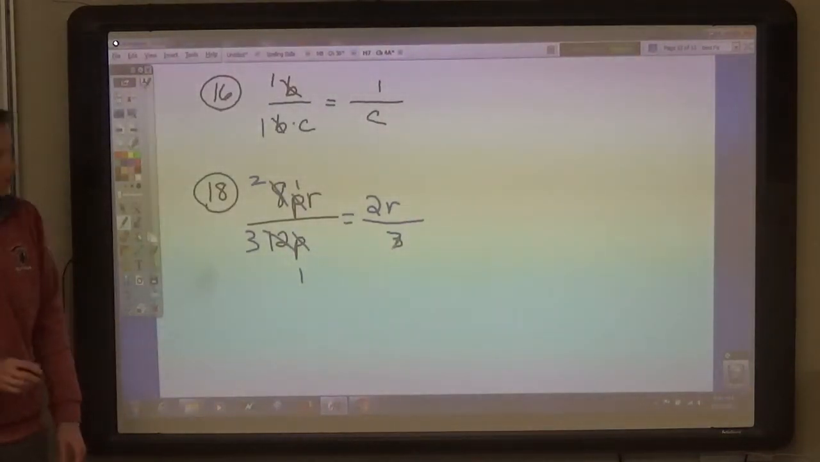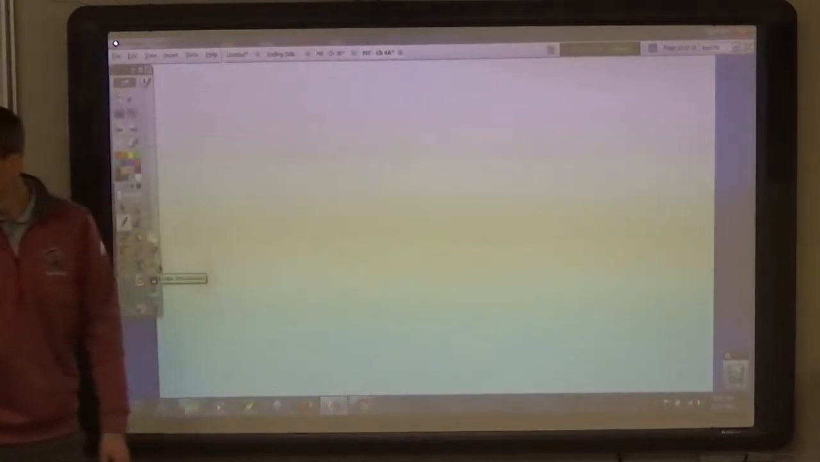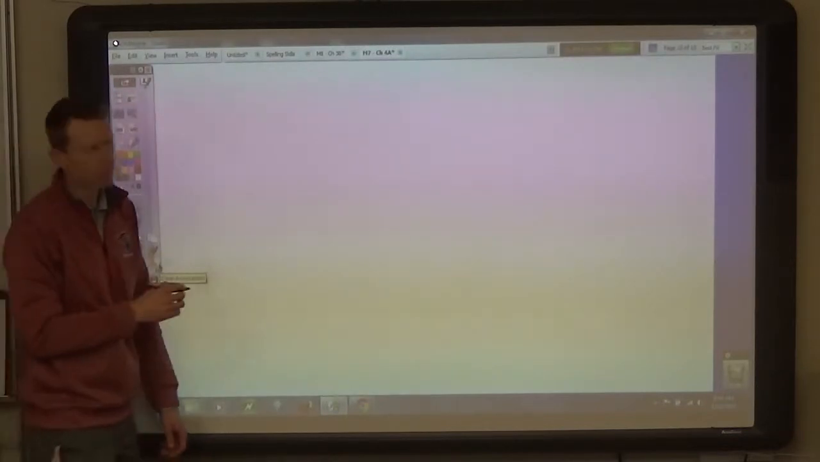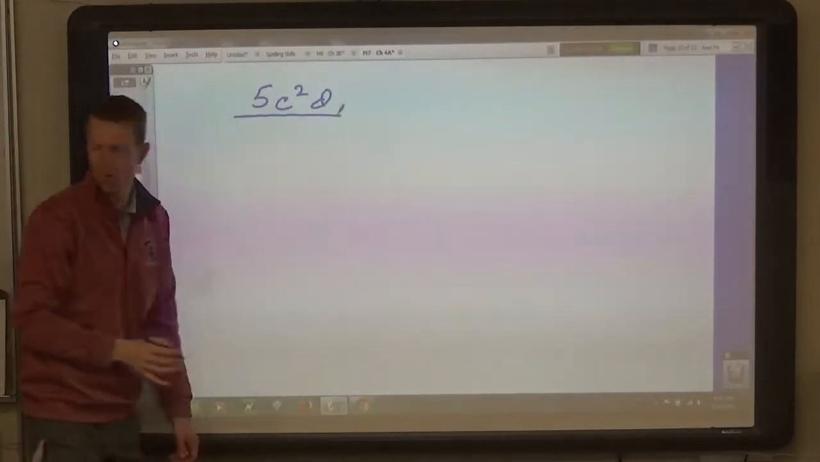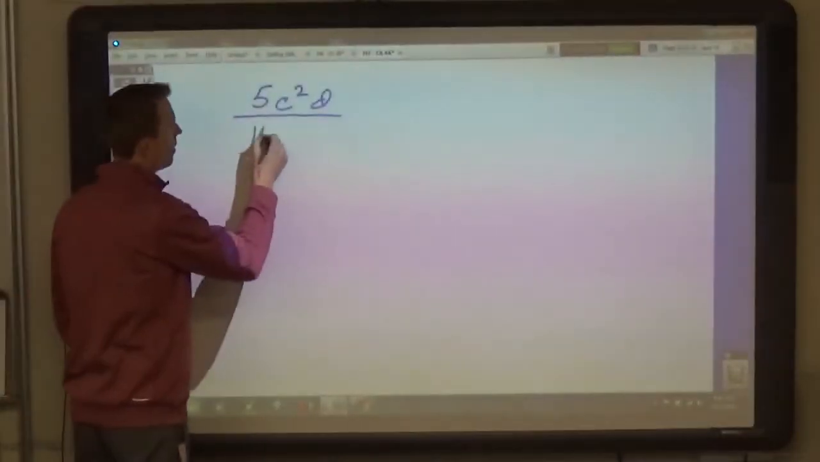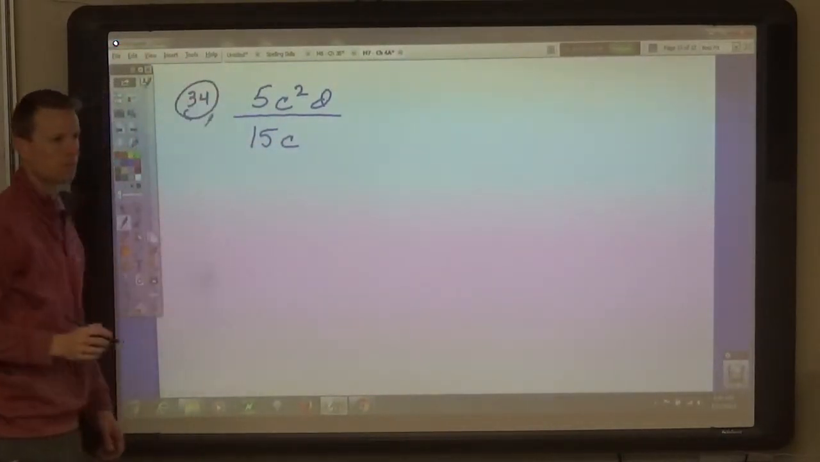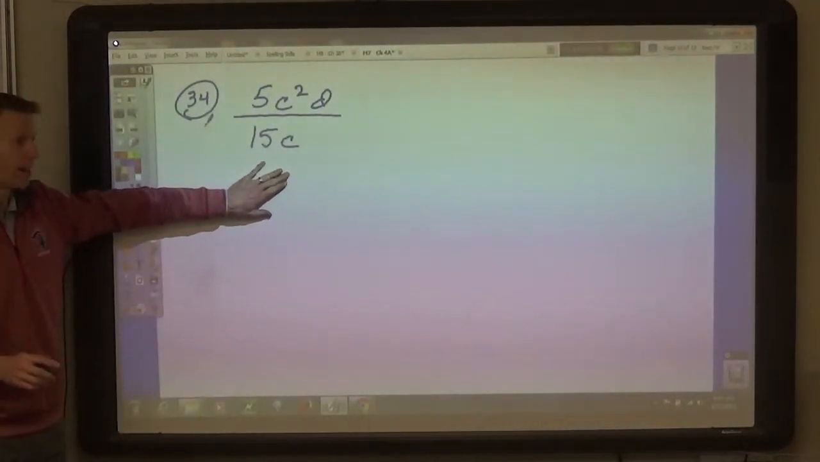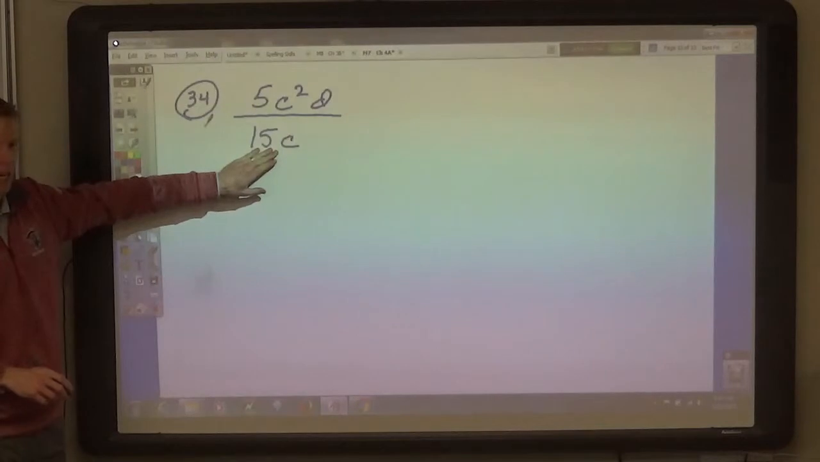Okay, one more. Let's do this one, number 34. 5c squared d over 15c. This is number 34. Okay? Remember, you already got one more here, so pay attention here.